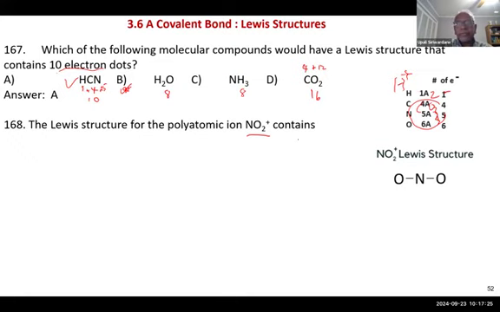NO2 plus. This is the connectivity. Nitrogen is the central atom. This has 5 electrons.